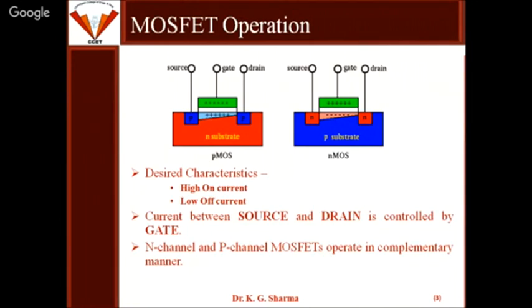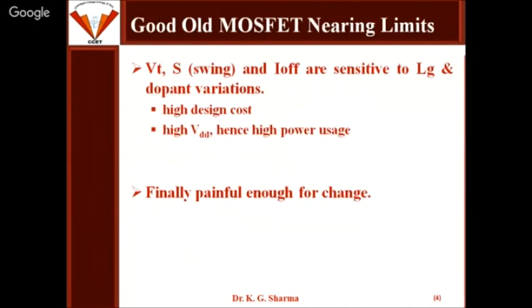We were talking about how in a long channel MOSFET we can achieve this properly. But in short channels, we have high on current, but low off current is not possible. The current between source and drain is controlled by the gate. N channel and P channel MOSFETs operate in a complementary manner. But the good old MOSFET is nearing its limits. The threshold voltage, the subthreshold swing, and the off current are all sensitive to the effective gate length and doping variation. Because of this, we require high design cost, high VDD, and hence high power usage.